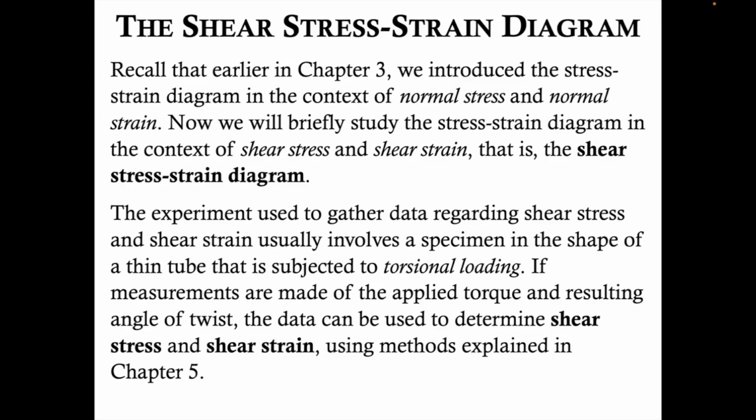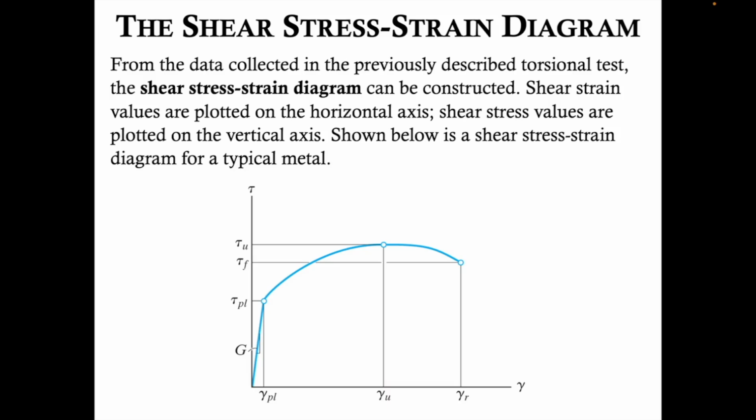If measurements are made of the applied torque and resulting angle of twist, the data can be used to determine shear stress and shear strain using methods explained later on in Chapter 5. So from the data collected in the previously described torsional test, the shear stress-strain diagram can be constructed.